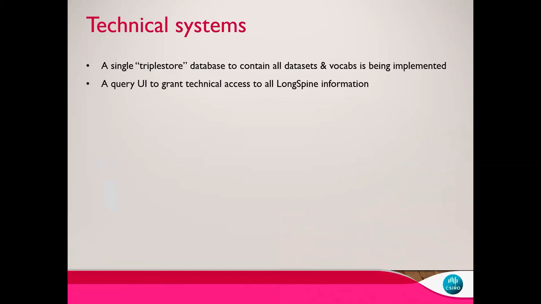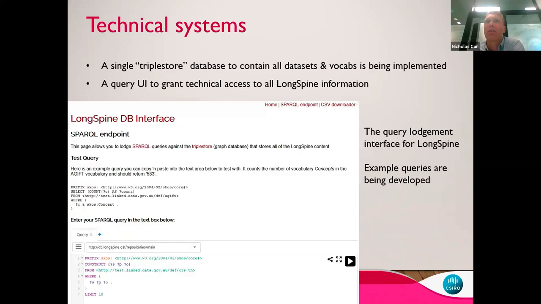And we're making a query UI to grant technical access to all of the information that Longspine generates. It looks something like this. You can drop SPARQL queries in there and access all the data in all the graphs that we just saw in the last couple of slides. And we're developing example queries now so that people can know the kinds of queries we think they might want to run, and of course that they can innovate on top of that and make their own.